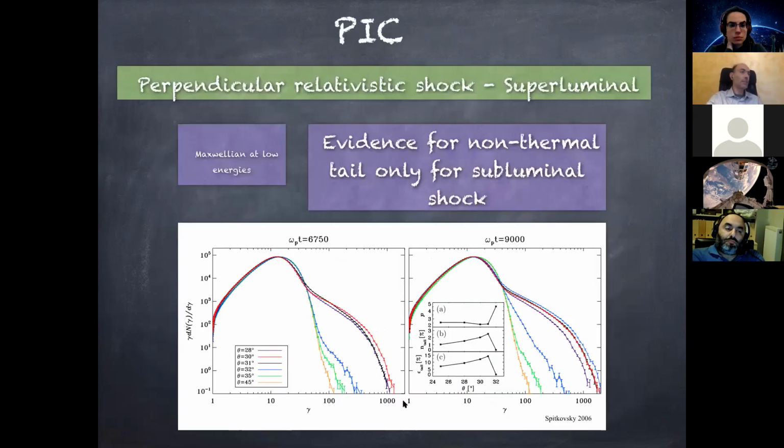So for example, these are PIC simulations of pair-dominated shock Fermi acceleration. And the result of this simulation is that essentially Fermi works only for subluminal shocks. While in perpendicular relativistic shocks, the ones we expect to work in PWN, which are in conditions known as superluminal, essentially you don't get very strong acceleration, and you have a very pronounced Maxwellian distribution that you don't see in the data.